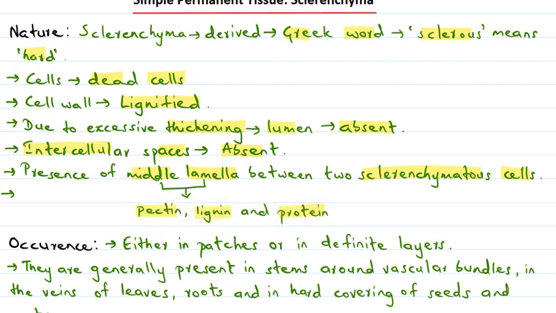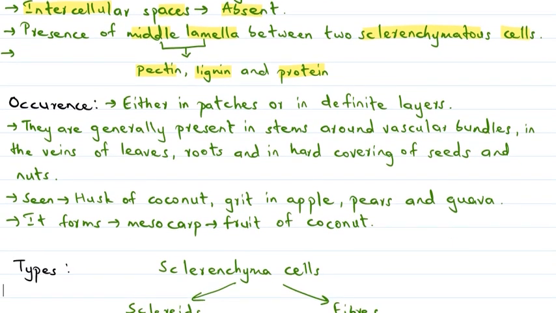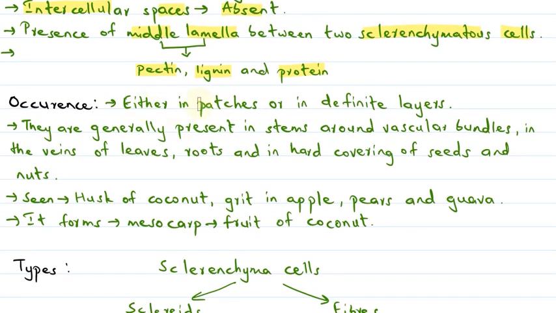Then we discussed the occurrence of sclerenchyma cells. They either occur in patches or in definite layers, and they are generally present in stems, around the vascular bundles, in veins of leaves, roots, and in hard coverings of seeds and nuts. They can also be seen in the husk of coconut, grit in apple, pears, and guava, and these cells form the mesocarp in the fruit of coconut.